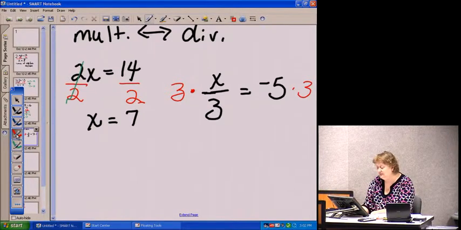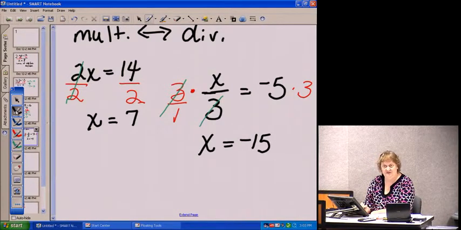And remember, this 3 is really 3 over 1. I won't generally write that 3 over 1, but I wanted to here for you to see that what we're really doing is dividing by 3 and multiplying by 3. Those 3's cancel. And we're left with 3 divided into 3 is 1. 1 times x is x. And then on the other side, it's negative 5 times 3, which would give me negative 15.